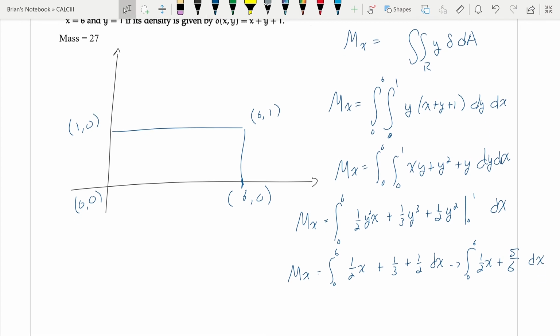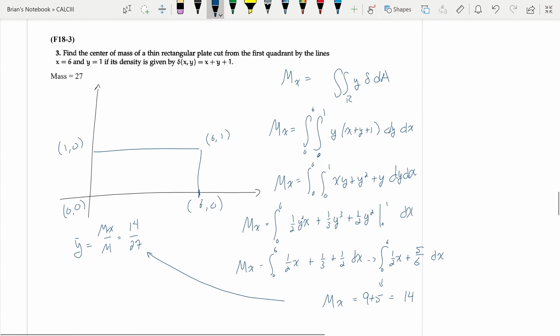Evaluate the integral, I'll skip the dramatics. So then we'll get 9 plus 5, so we'll get 14 as our Mx. And now, with Mx, we can find y bar, which is equal to Mx over m, which is equal to 14 over 27.